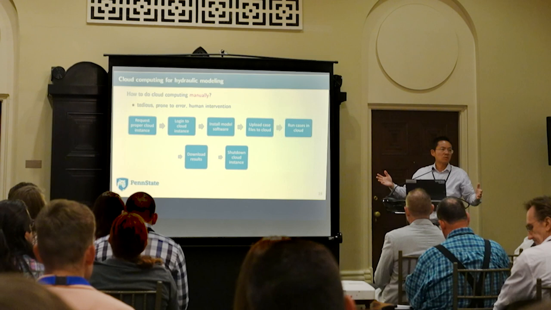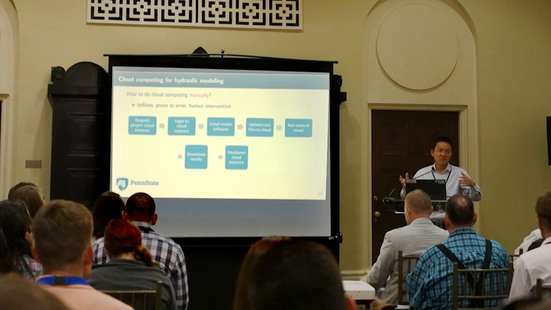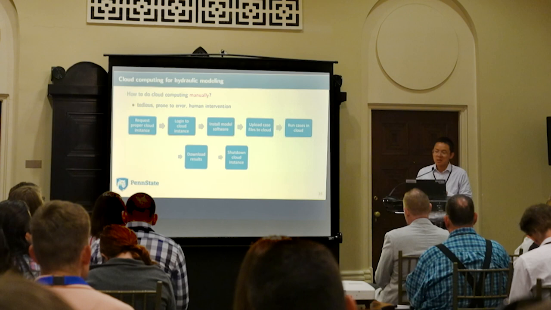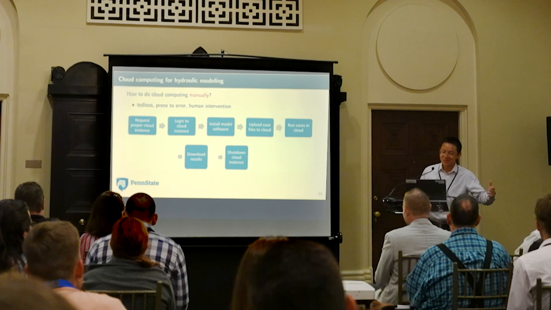There's nothing on it, right? You have to install SMS before you can use it, you have to install Hackrise, and then copy all the data files to that. And then you can run it as if you're running on your office computer, and then you can download the result from the cloud. And don't forget to shut it down, because if you forget, they're going to keep charging you.